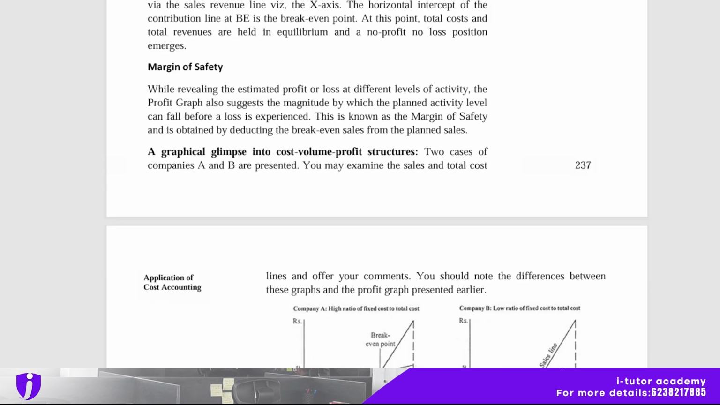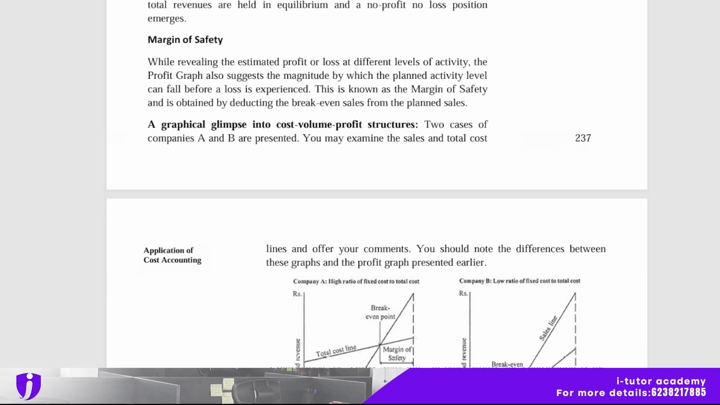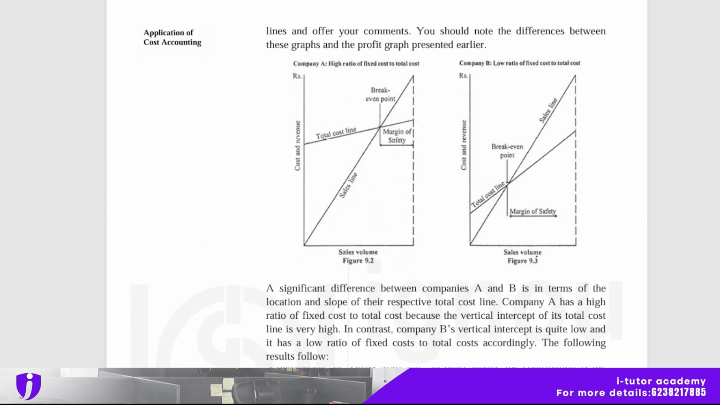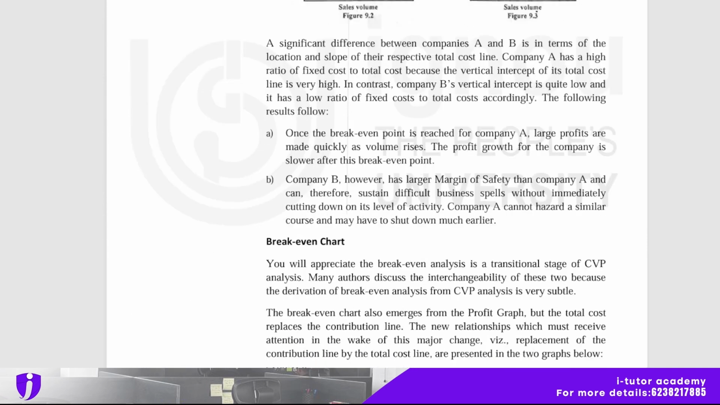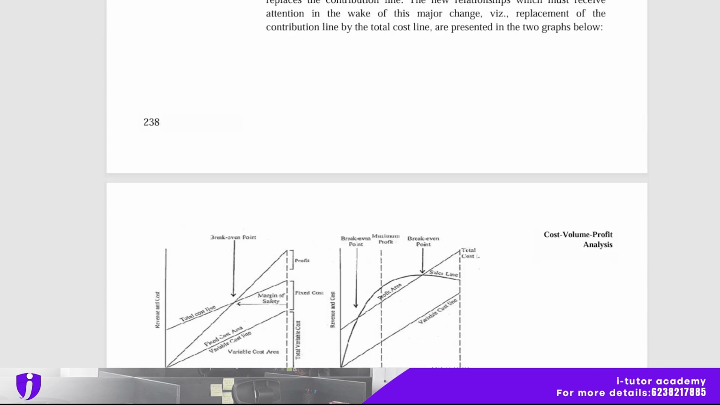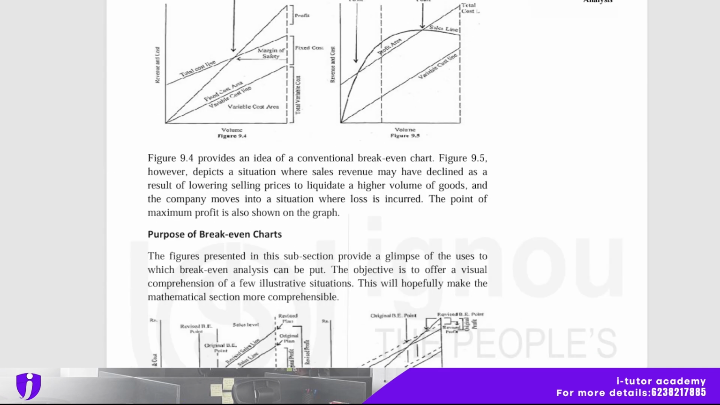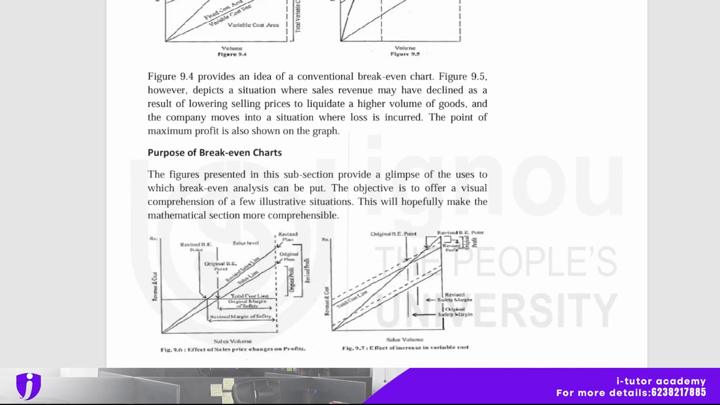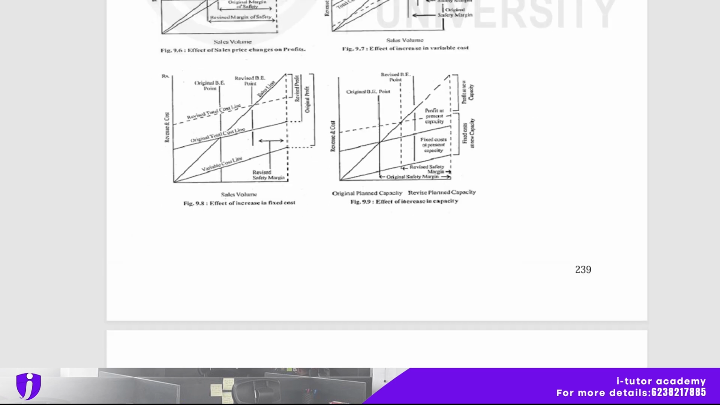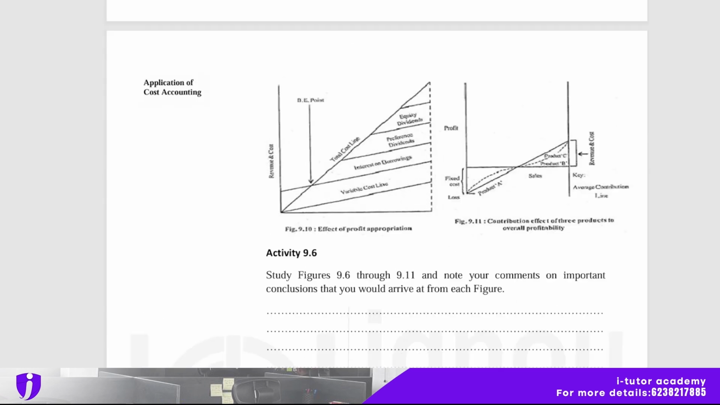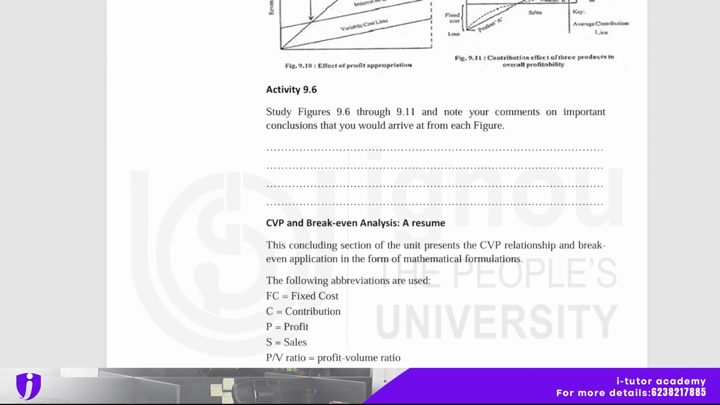A graphical glimpse into the cost-volume-profit structure is here. So here is the graph based on that. You just go through it, and the break-even chart is also here. So these are the break-even charts. And the purpose of the break-even chart is here. The figure represented in the subsection provided a glimpse of the uses to which break-even analysis can be put. The objective is to offer a visual comprehension of a few illustration situations. So you just go through it, it will be more clear. These are the illustration sections, and here is an activity section also.